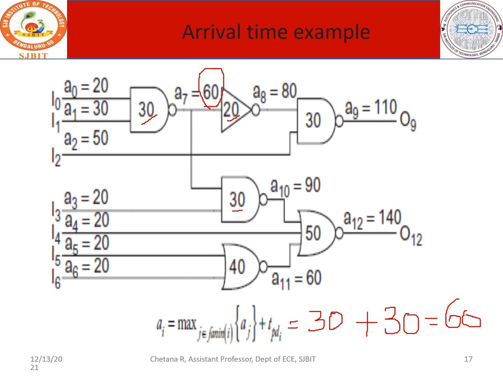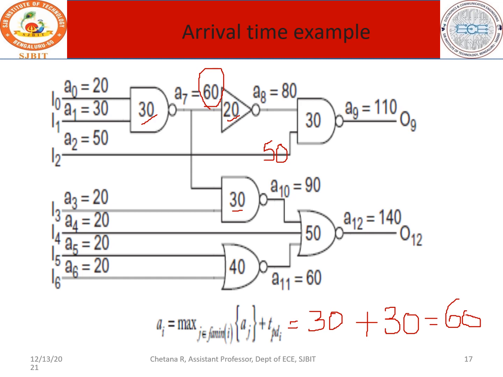Next you have another gate. In this gate you have 2 inputs. One input is A8, which is 80, and the other input is A2, which is equal to 50. So the inputs for this gate are 80 and 50. Implement the formula. Who is greatest of 80 and 50? It is 80. So 80 plus 30 is 110, and this is your A9, or in other words, since there is no further network, this is also called O9 or output 9.